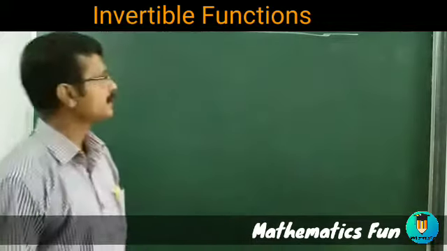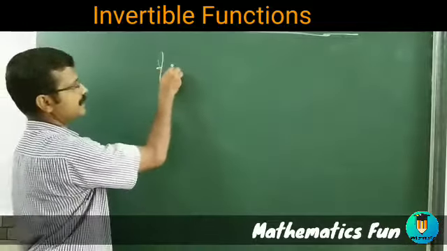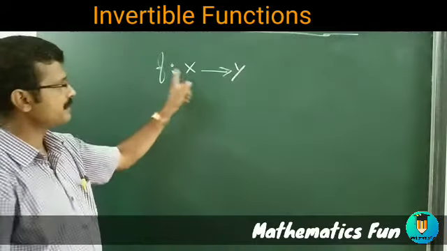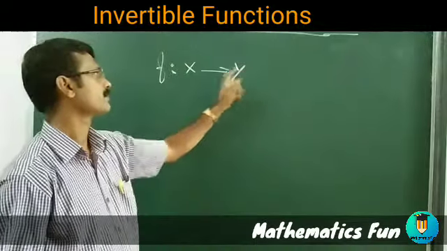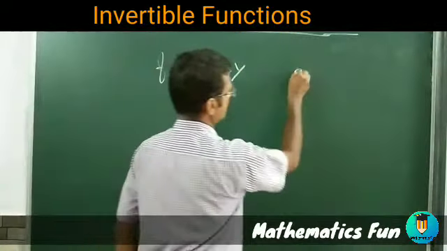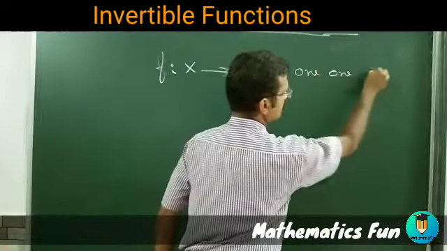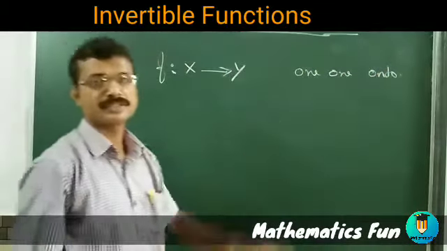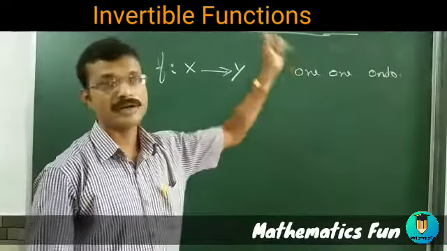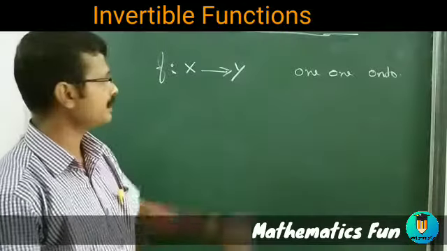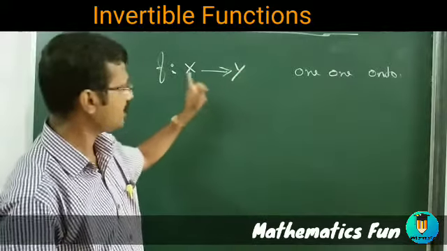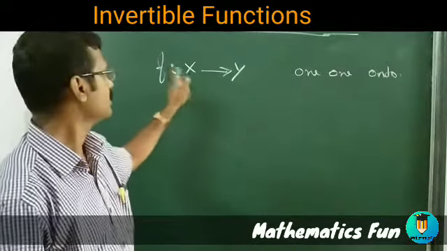Let f be a function defined from the set X to Y, and it is one-one and onto. Already you know what one-one and onto are; in short we say it is bijective. If f is a function from X to Y and it is one-one and onto, then we will be able to define a function from Y to X. That is known as the inverse of the function.